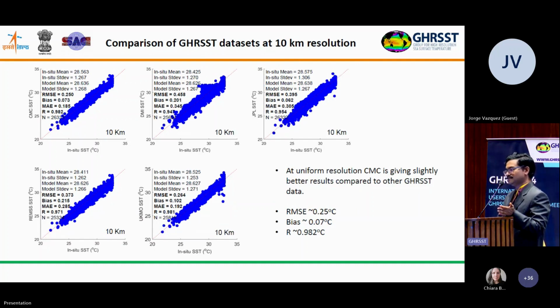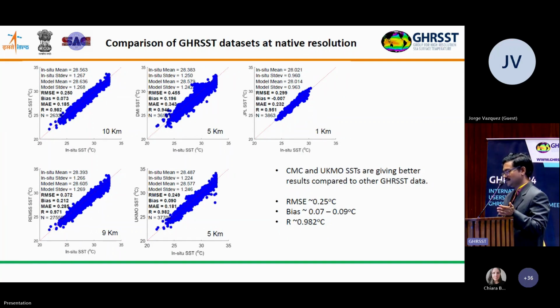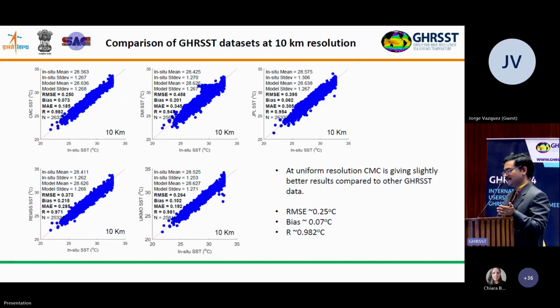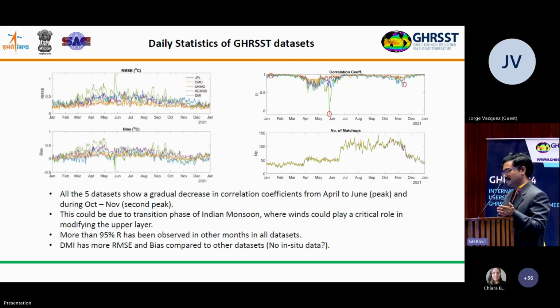At 10 kilometer resolution, we have regridded the data and rechecked, and we have found that JPL is a little bit worse as compared to the earlier data set. It was earlier 0.299. Now it has become 0.395, and other data sets do not have much deviation from the native resolutions. And this is the interesting result which we have done on a daily basis. For each day, the data sets available from the institute data have been compared with the respective GHRSST products and these stats computed. So you can see the RMS value, how it ranges daily from January to December.